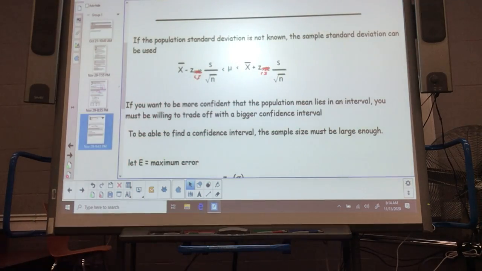If you want to be more confident the population mean lies within the interval, you must be willing to trade off a bigger confidence interval. If you want to widen the range to make sure you're confident, that's fine. But your range of values will be bigger. The bigger the confidence interval, the bigger the range of values.